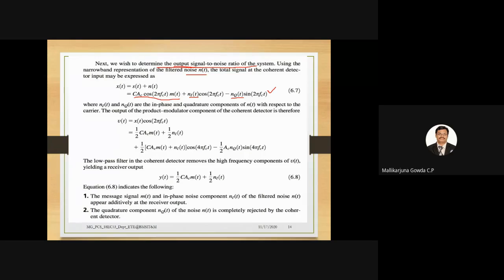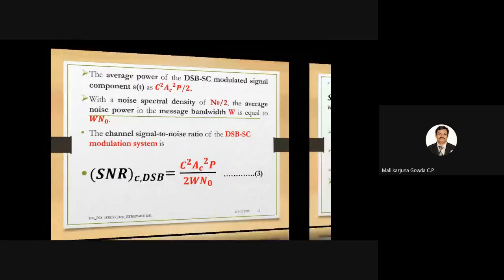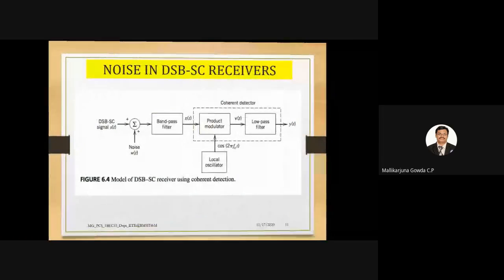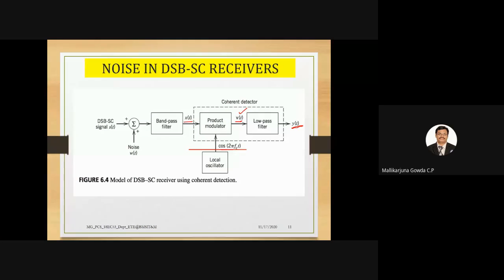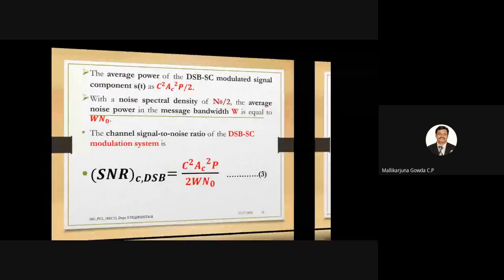Now, as I said, the in phase and quadrature phase components are written with respect to the carrier. So the output of the product modulator of the coherent detector, that is v of t. If you see the block diagram, you will understand what v of t is. So this v of t will be equal to x of t into cosine of 2 pi fc t. So I am writing it there. So v of t is equal to x of t into cosine of 2 pi fc t.